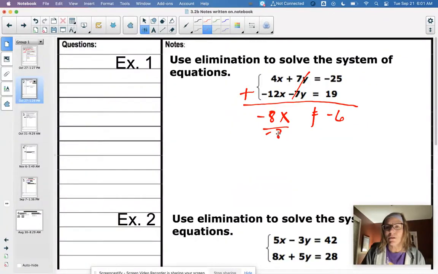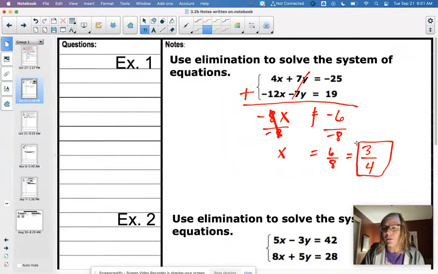And I continue to solve. The y's cancel. So negative 6 over negative 8, well, that's going to be a positive 6 over 8. And it's a fraction that I'm going to just reduce. What number will go into both 6 and 8? 2. 2 can divide into 6 3 times. 2 can divide into 8 4 times. There is my x value.